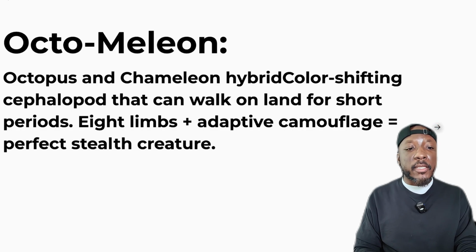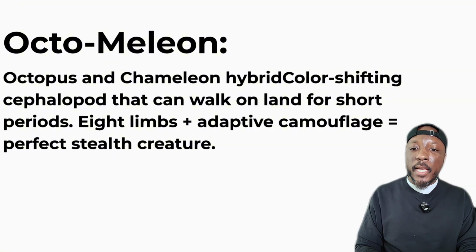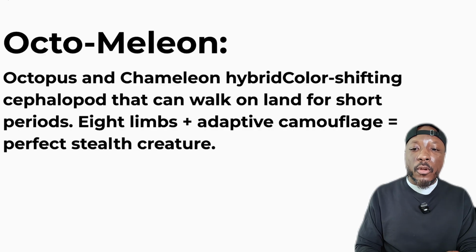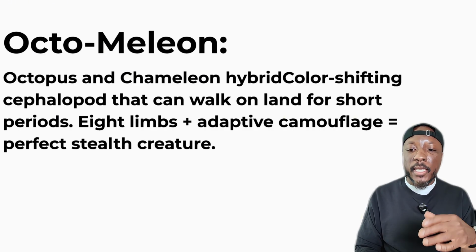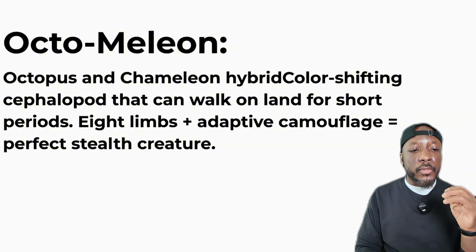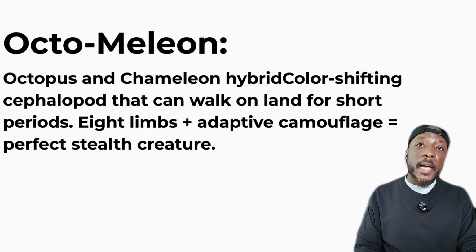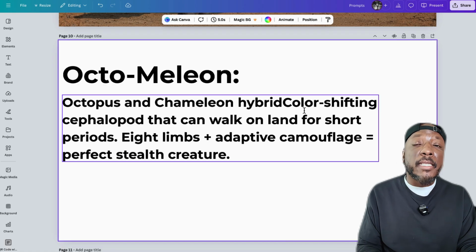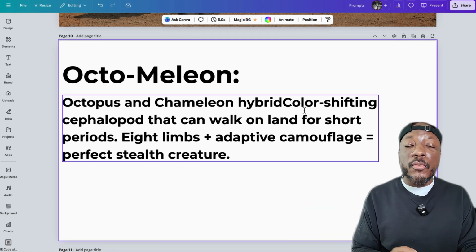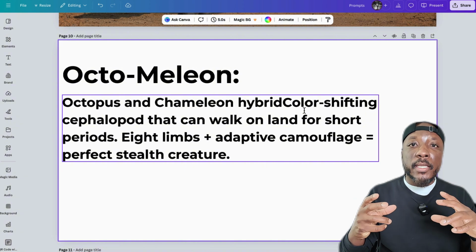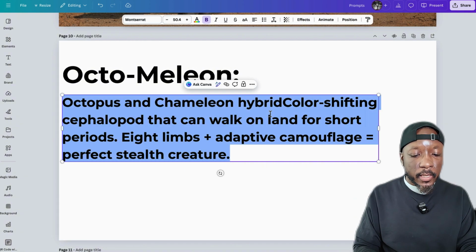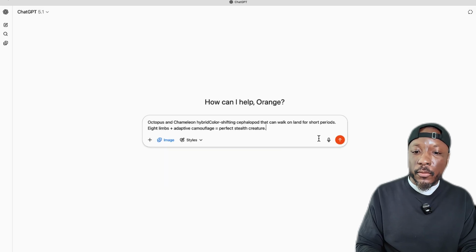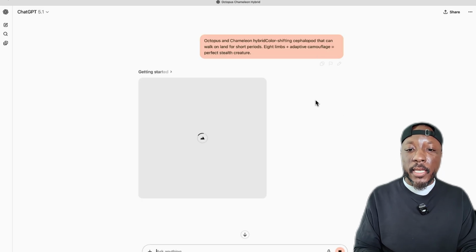All right, so our next prompt is going to be an octopus and chameleon hybrid, color shifting cephalopod. Not really sure what that means. That can walk on land for short periods, 8 limbs, and adaptive camouflage equals perfect stealth creature. Keep in mind, these prompts I got directly from ChatGPT by simply asking for 5 different examples of animal hybrids, and this is what it spouted out to me. I copied those prompts, and now I'm asking GPT to create an image of those prompts. So we're going to go ahead, put that in there, select it.